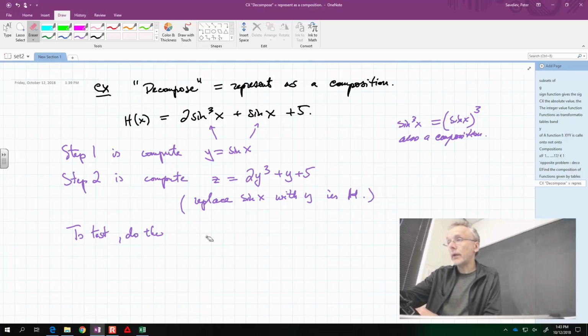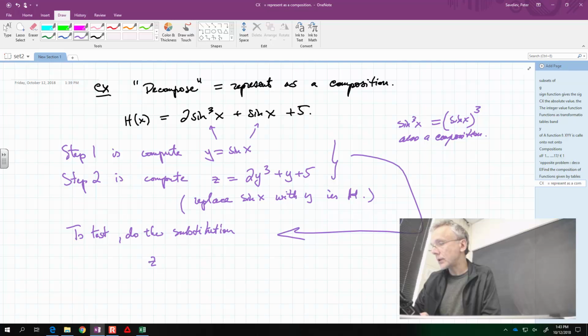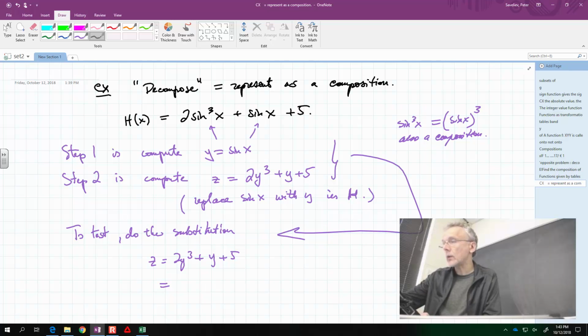So you know that y is supposed to replace that expression that we have, and you just verify that it works out. So in other words, you combine these two, and what you have is z is equal to 2y cubed plus y plus 5. Replace each y with a sine.